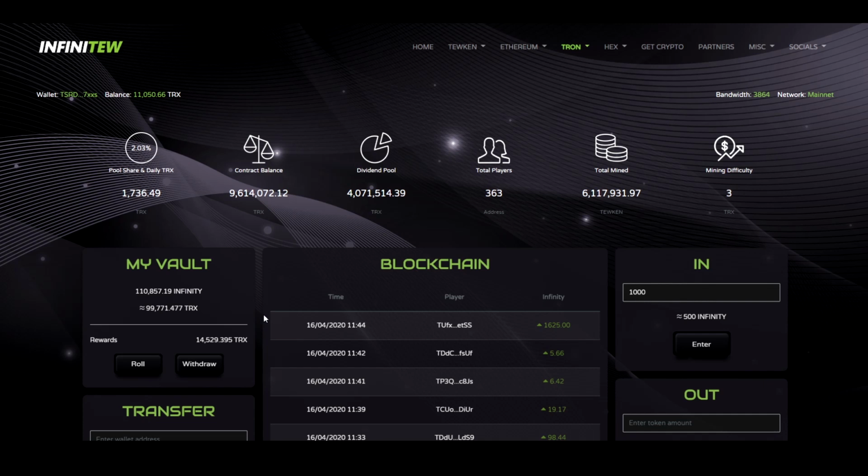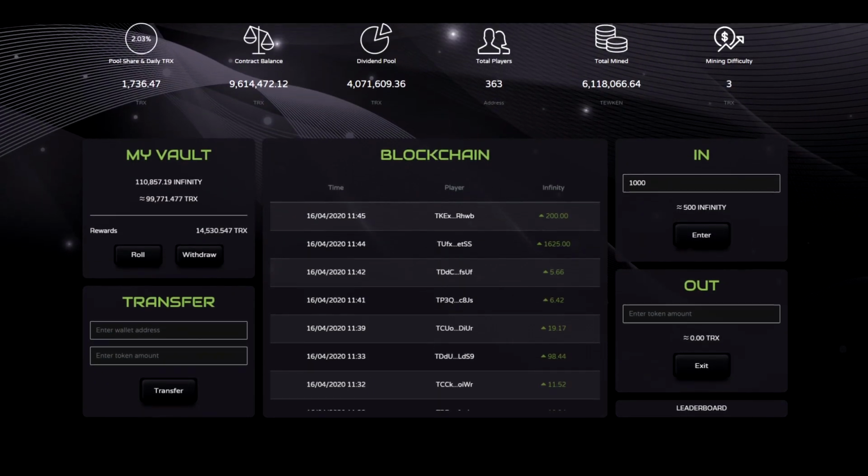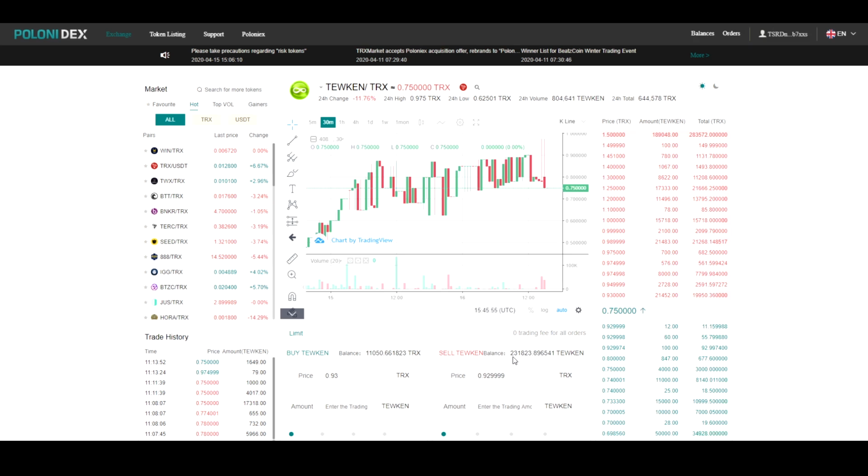So let's play. Now, what I could do is roll this 14,000 TRX into here. That will get me about 7,000 Infinity because there's a 50% fee on rolls and entries. I will also mine Tewken. So let's see how many I have. I've mined 162,559. When I roll, this will go up, and it will also be reflected here. I have more because I've bought some.